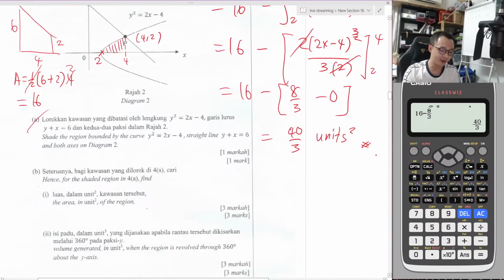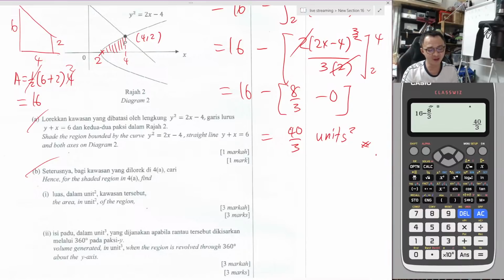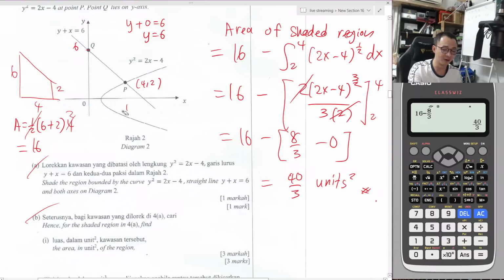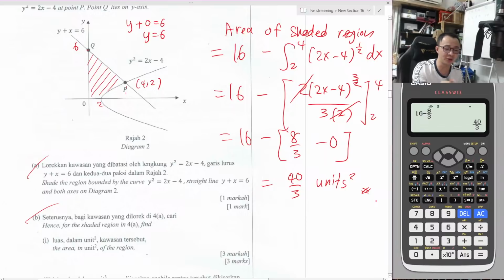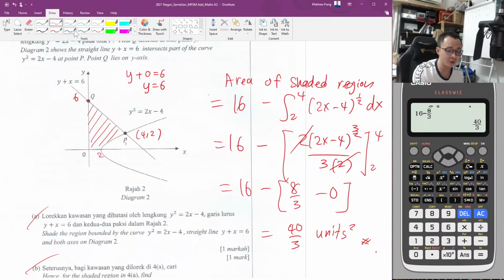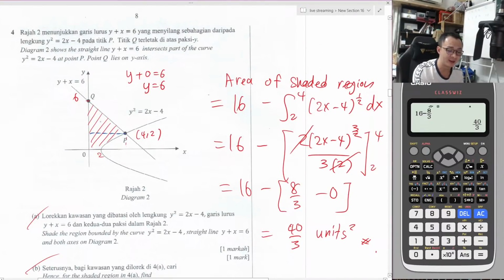Then we got another 3 marks. Part B: volume generated in the unit cube when the region is revolved. The region basically means the shaded region just now, between 2 and 4. It means this shaded region is going to rotate 360 degrees about the y-axis. This one is a bit crazy, but if you get the idea, you should know how to do it as well. What I want to do is separate it into 2 different parts, part 1 and part 2. Both of these parts are going to rotate 360 degrees about the y-axis.